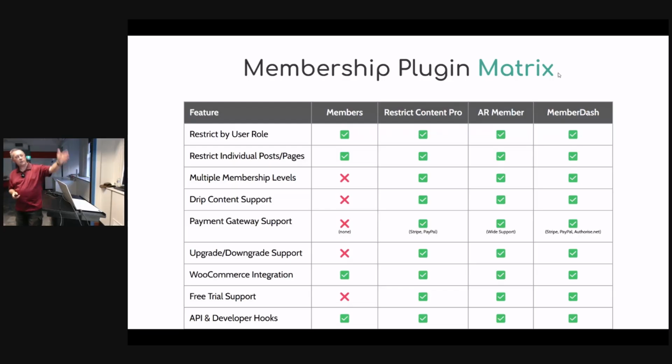But again, that's the stuff that they support. It's the very basic stuff that you'd expect from a membership. So multiple levels, drip content, payment gateway. Again, these are out of the box. So Restrict Content Pro is just Stripe and PayPal, but they have add-ons. But that's the core stuff. ARMember, they do Stripe and PayPal. They do 2Checkout, Authorize.net as well. MemberDash is limited to those. And again, MemberPress have got a huge list of payment gateways.